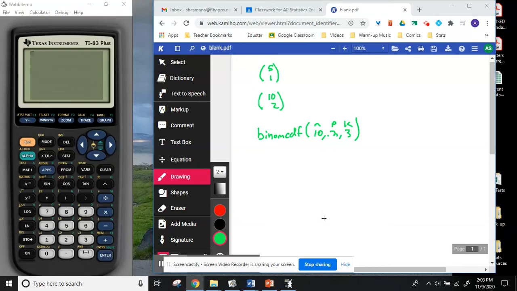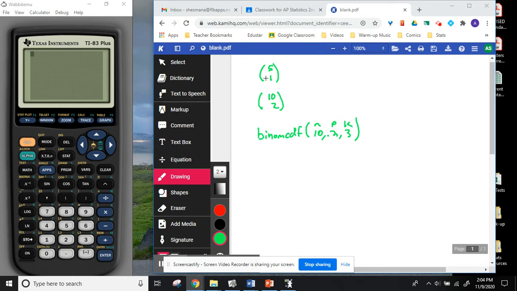Hi, AP Stat students. This is a quick lesson on how to use your calculator. The first two problems we're going to look at here are a combination problem. We're going to do 5 choose 1, and 10 choose 2. And then I'm going to make sure we know how to do a binomial CDF on our calculator as well.